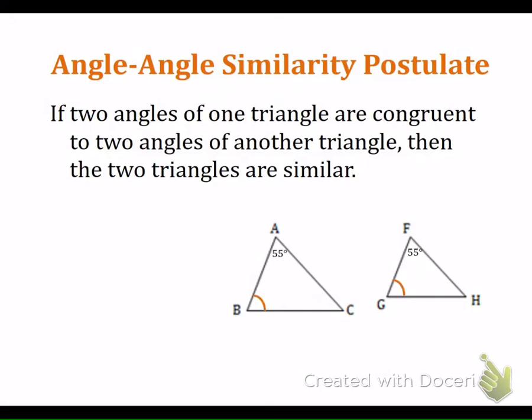So you can go ahead and label these. As long as you know 2 angles or 3 angles from one are congruent to the other, the 2 triangles are similar. A lot of you got this wrong when we learned the congruent one. AAA is not a postulate for congruence, just similarity. Any questions so far?